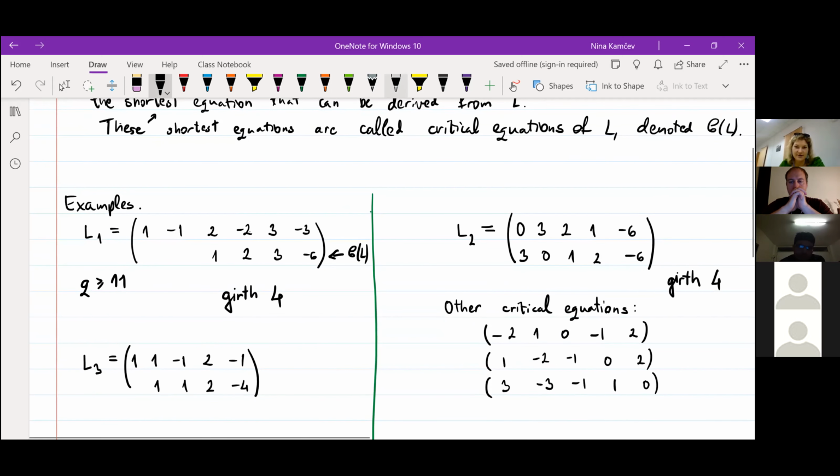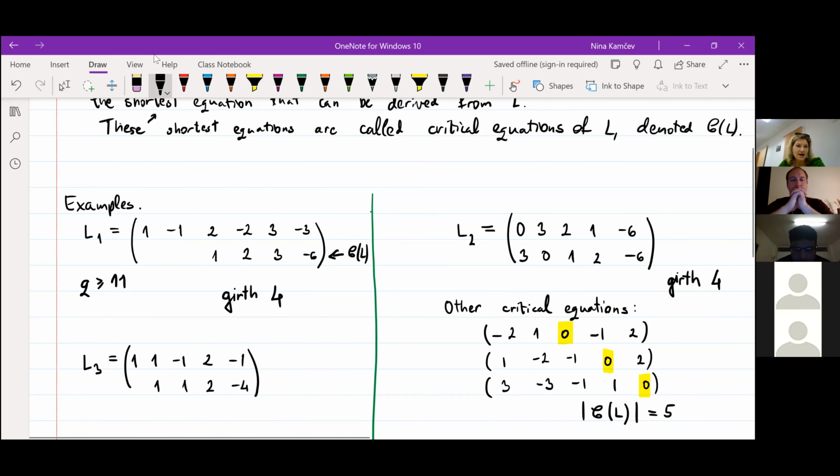And again, the way to see that is by attempting to eliminate all other variables. So here we try to eliminate x3, x4, x5. And in each case, we ended up with 4 other non-zero coefficients. So all 5 of these equations are actually critical. So in this case, we have 5 critical equations.